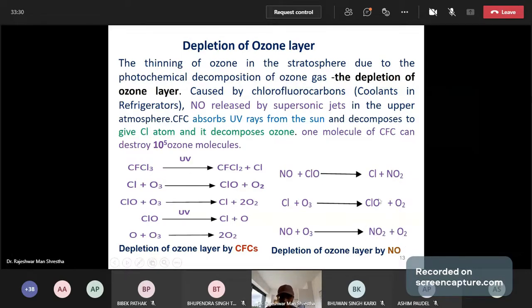If there is no ozone, then UV rays will directly enter our atmosphere and cause harmful effects on human beings, plants, and animals.